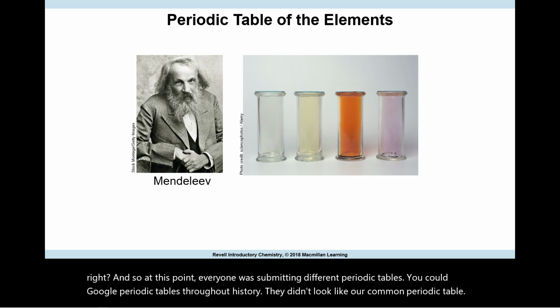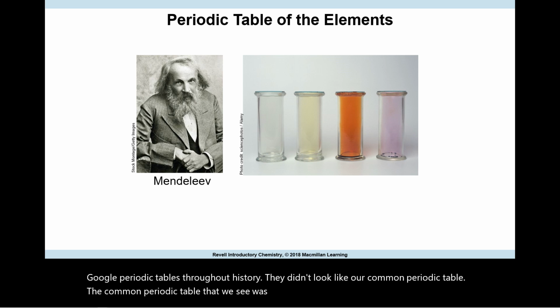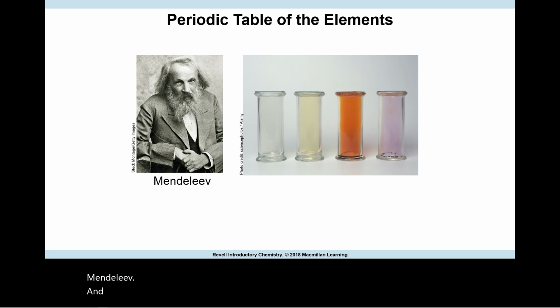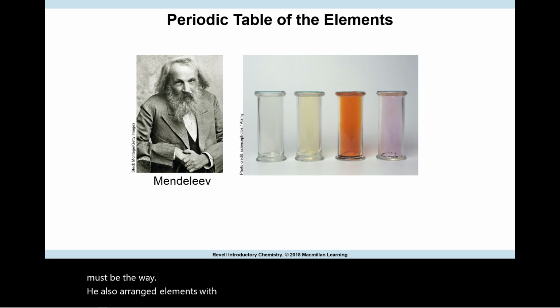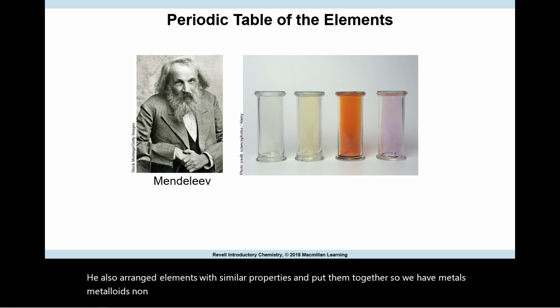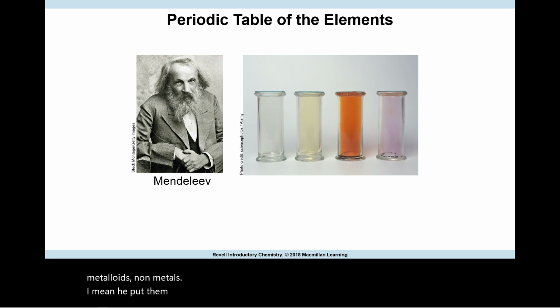The common periodic table that we see was developed by the Russian scientist Dmitri Mendeleev. He organized the periodic table based on atomic masses. He saw a trend and went, this must be the way. He also arranged elements with similar properties and put them together. So we have metals, metalloids, nonmetals, halogens, noble gases, all together, right?